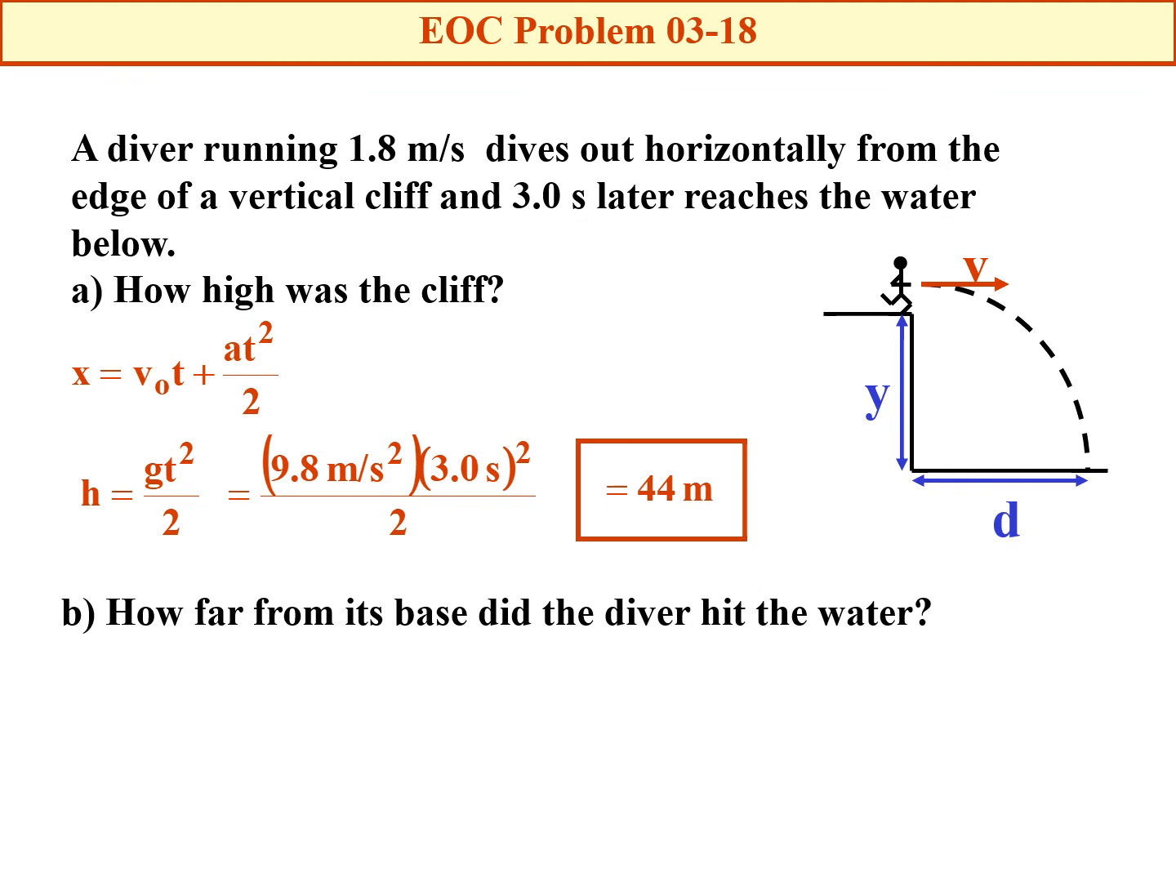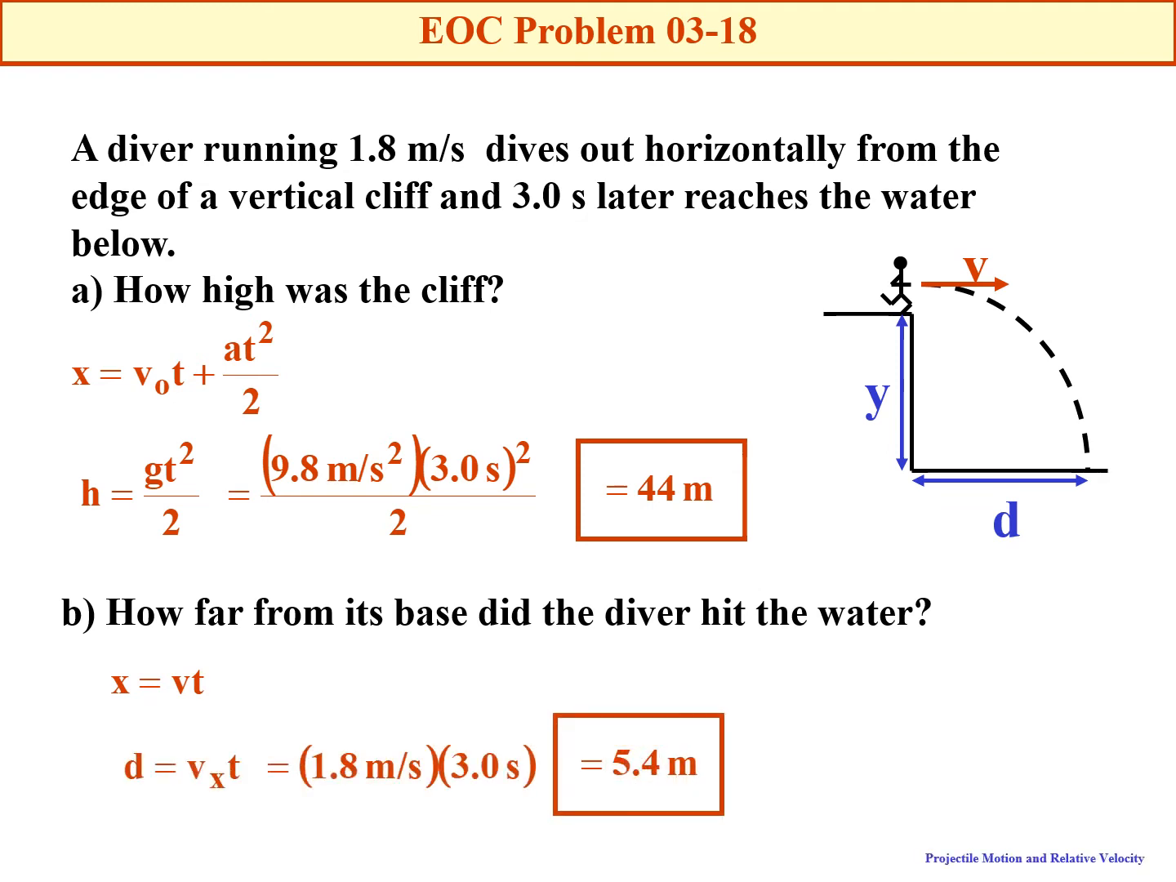Now part B says how far from the base of the cliff does this diver hit the water? So we've got the horizontal velocity, which is 1.8 meters per second, and since he's moving at a constant speed, we can take that speed multiplied by time, which is 3 seconds, and that'll give us our distance, which is going to be 5.4 meters.